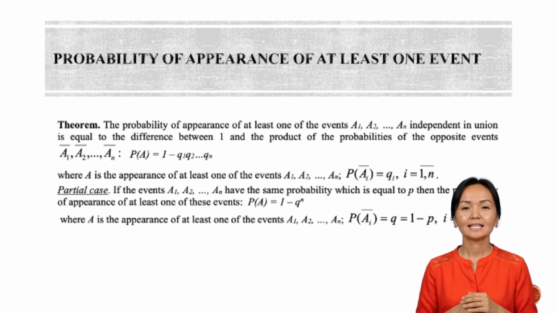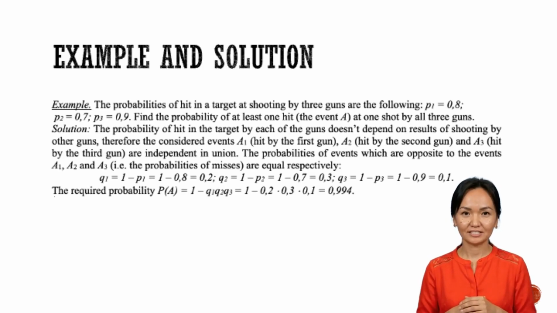The probability that at least one event occurs is therefore 1 minus the product of all the Q subscript i values. In the special case where all events have the same probability P, the formula simplifies to 1 minus Q to the power of n, where Q equals 1 minus P. This simplified formula is particularly useful when dealing with multiple identical independent events, such as flipping multiple coins or testing multiple identical components. Let's apply this theorem to a practical example.